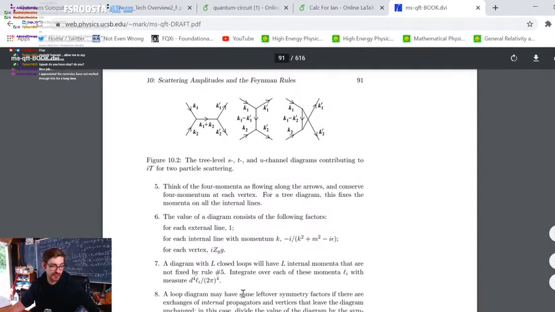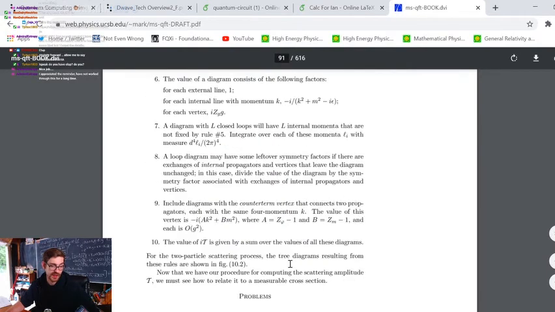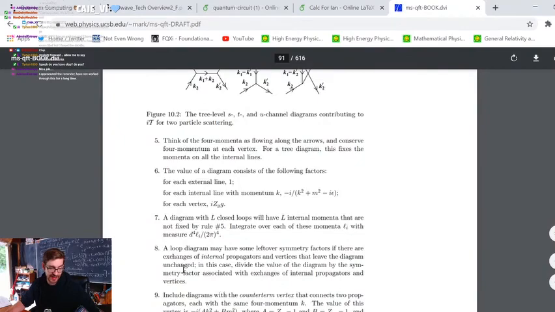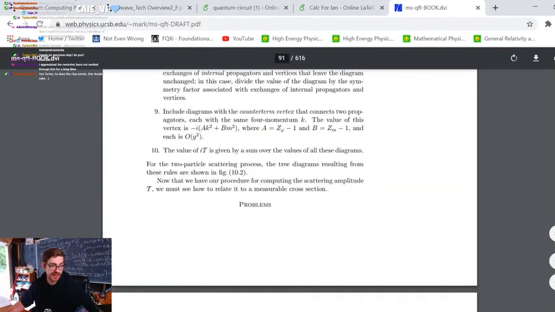Then if you want loops, you have to add some extra stuff. Then if you want to have a renormalized theory, you want the counter term, so you add extra vertices. But nothing really is going crazy here. You're just adding a couple more terms to it. It is relatively straightforward.